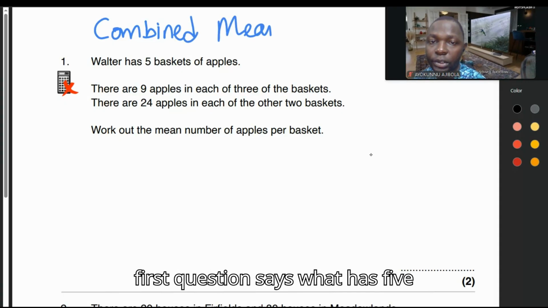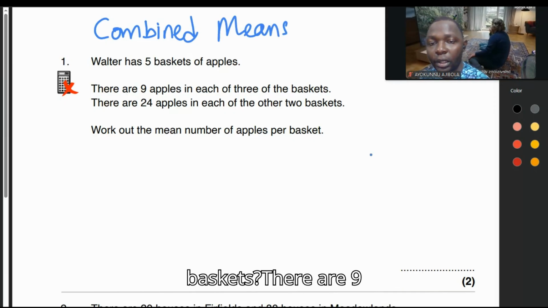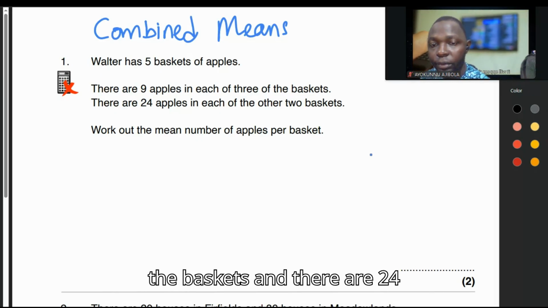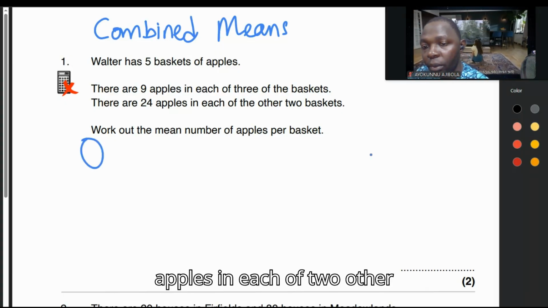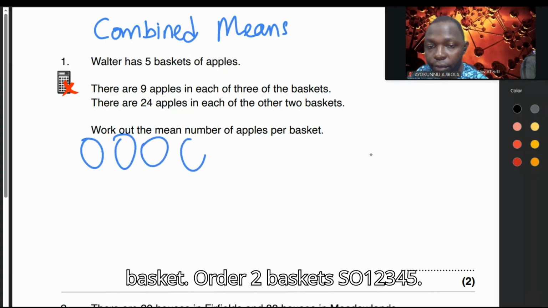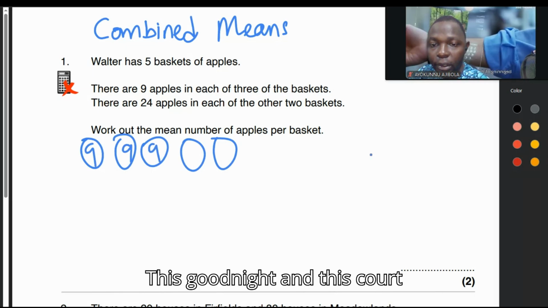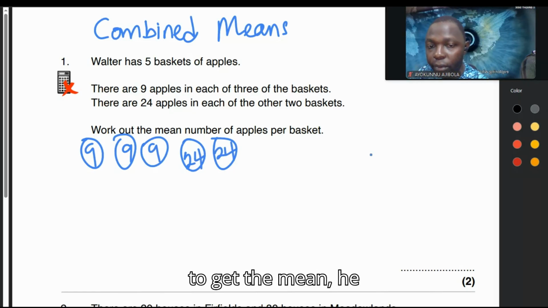So the first question says, there are 5 baskets. There are 9 apples in each of 3 of the baskets, and there are 24 apples in each of the other 2 baskets. So 1, 2, 3, 4, 5. These got 9, and these got 24 and 24.